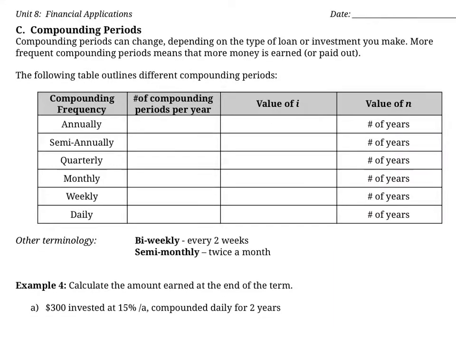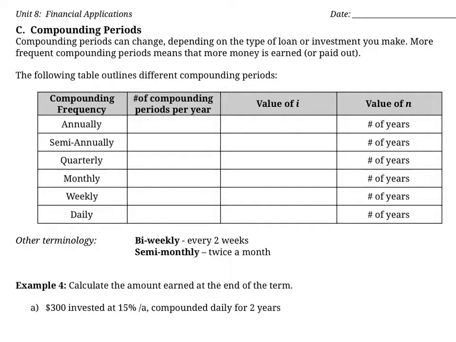Compounding periods can change depending on the type of loan or investment that you make. So we've only been dealing with examples where interest is calculated or compounded annually, so at the end of every single year. But it can be compounded in the middle of the year, so semi-annually. It can be compounded quarterly. It just depends on the investment.